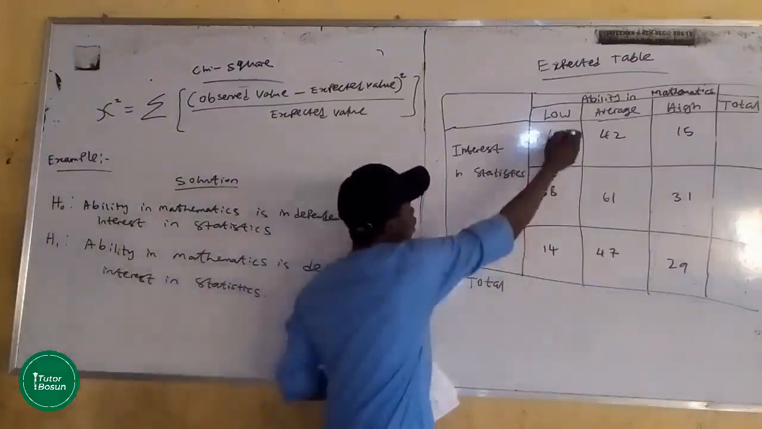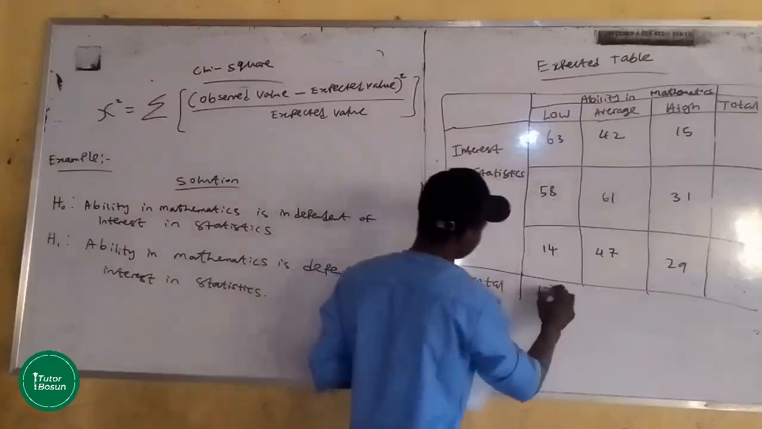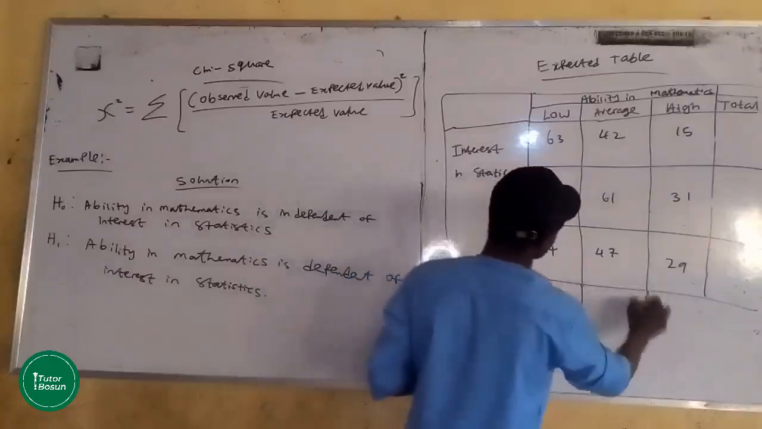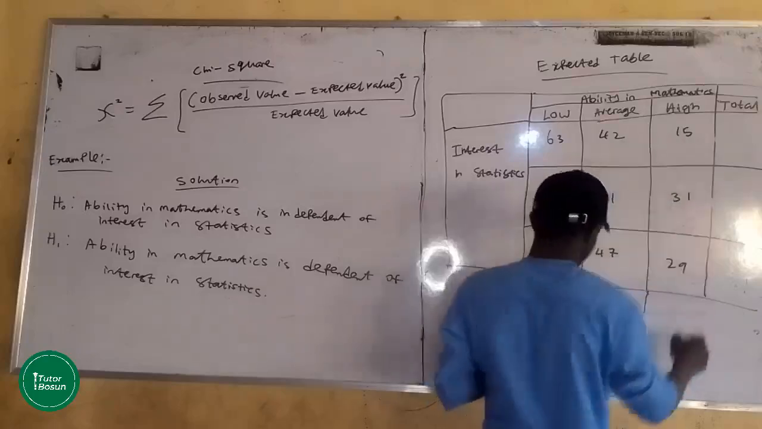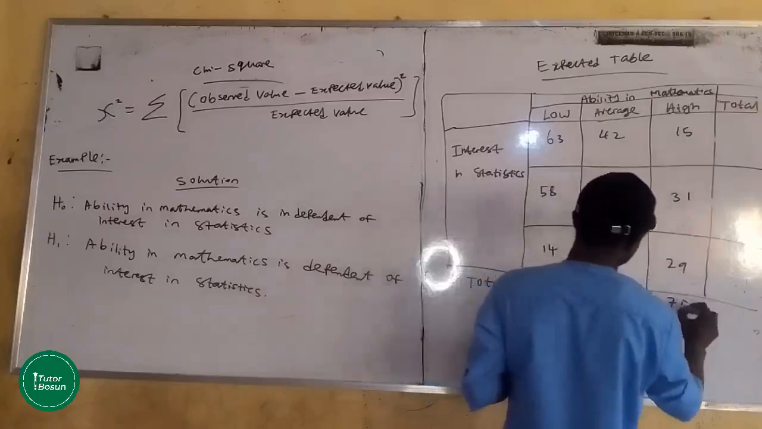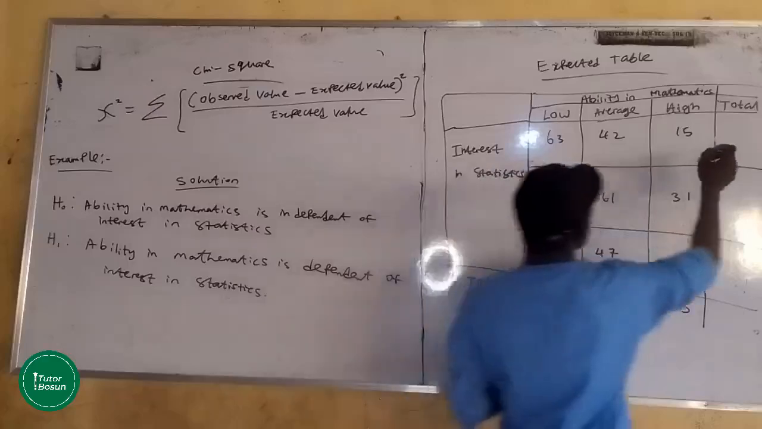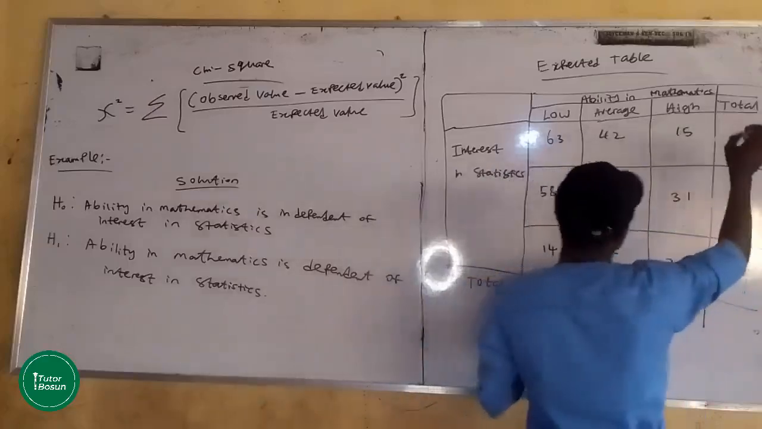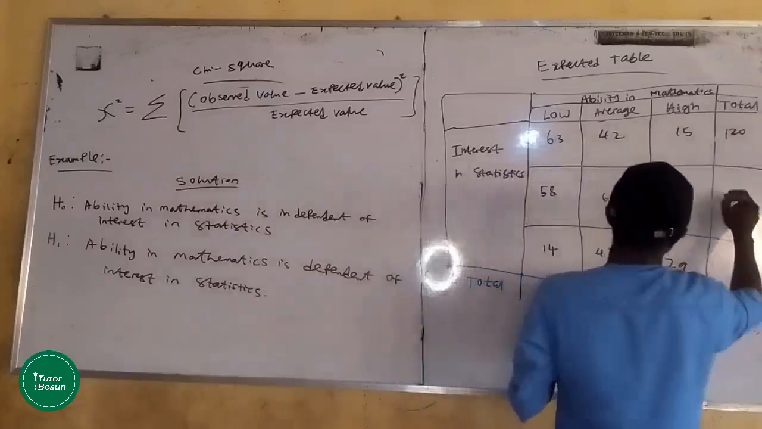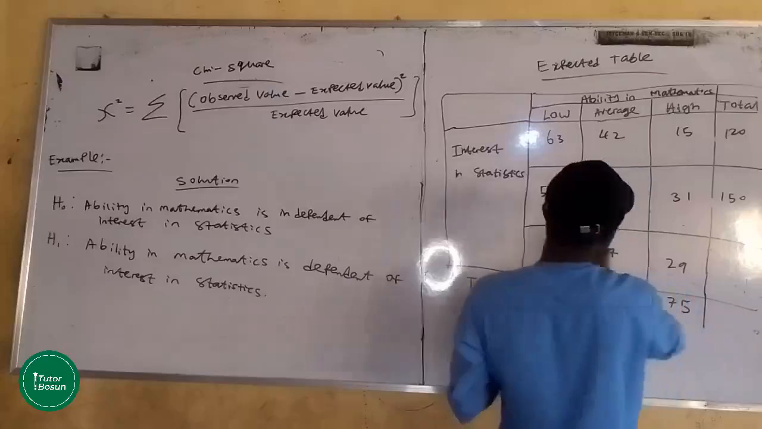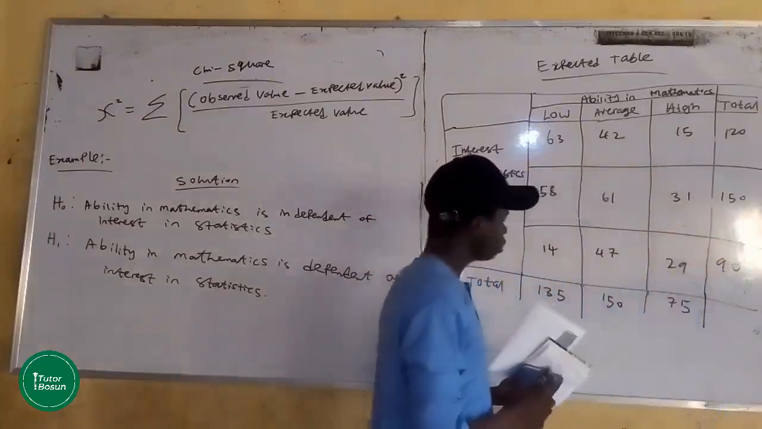So if you add this together, 53 plus 58 plus 14, you should be having 135 here. If you add this together, you should be having 150. If you add this together, you should be having 75. Similarly, if you add everything together in the first row, you should be having 120. In the second row, you should be having 150. In the last row, you should be having 90.